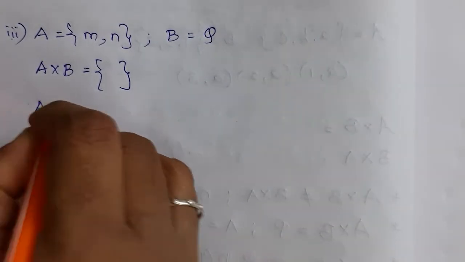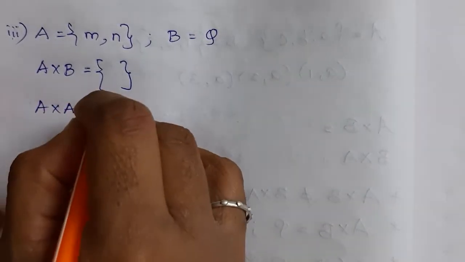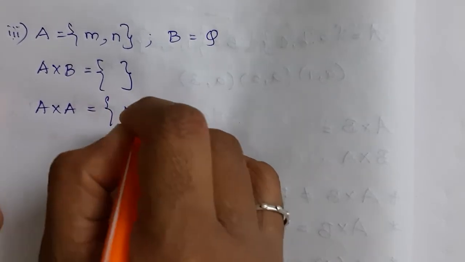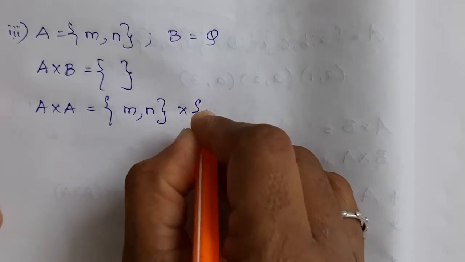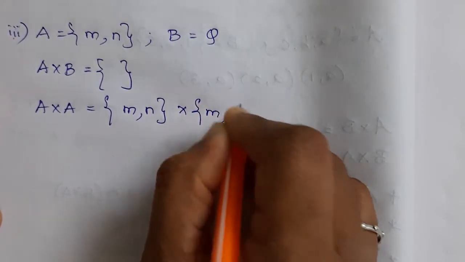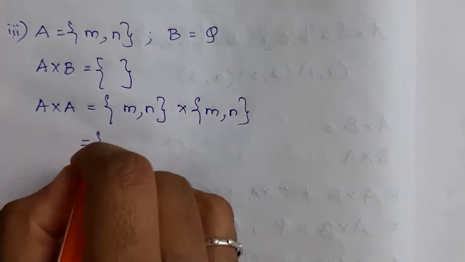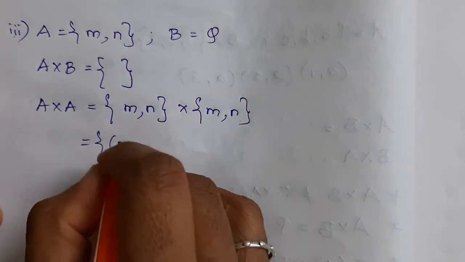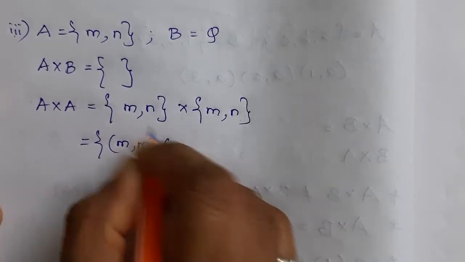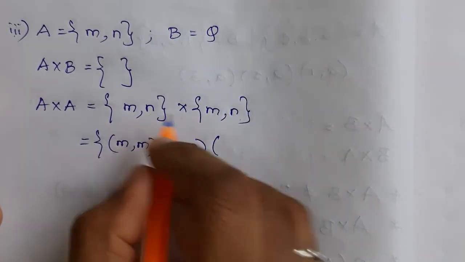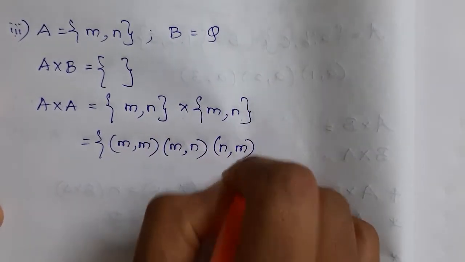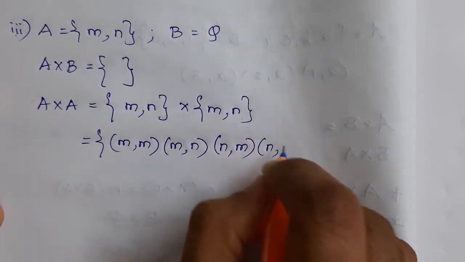Next, A cross A. We have elements in set A and again you are going to find the cross product with A itself. So again {M, N}. Now, (M, M), then (M, N). Now the second element, (N, M) and then (N, N).